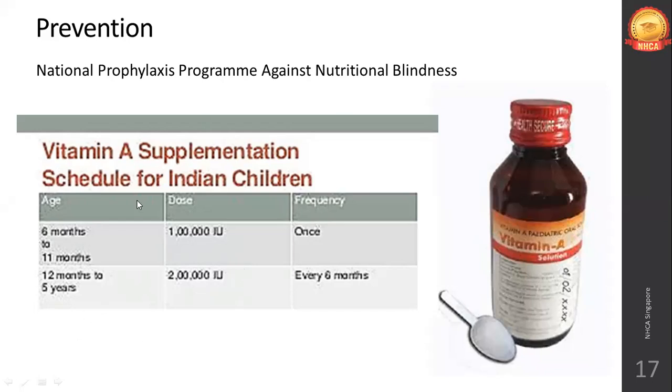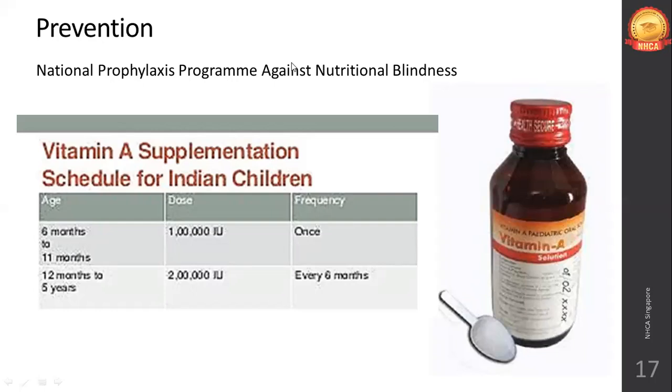So this is the prophylaxis which we give to a 6 to 11 months old child. Once every 6 months, 1 lakh IU of vitamin A should be given, and up till 5 years, every 6 months, 2 lakh international units of vitamin A should be given.